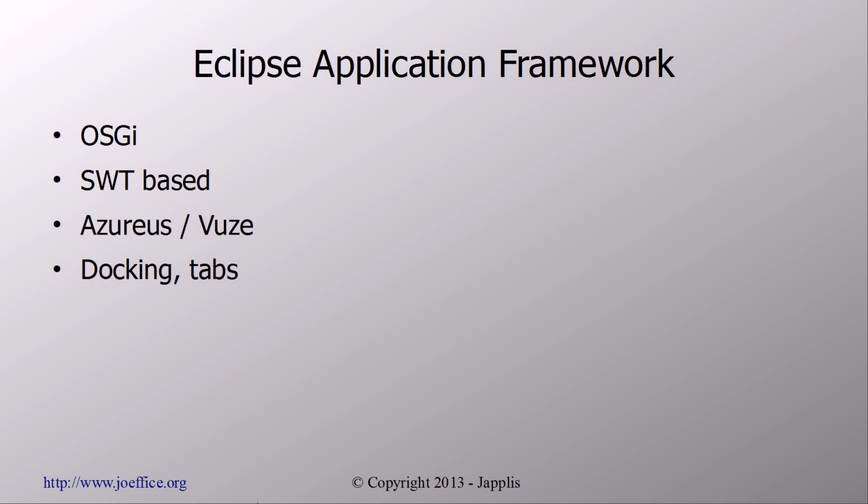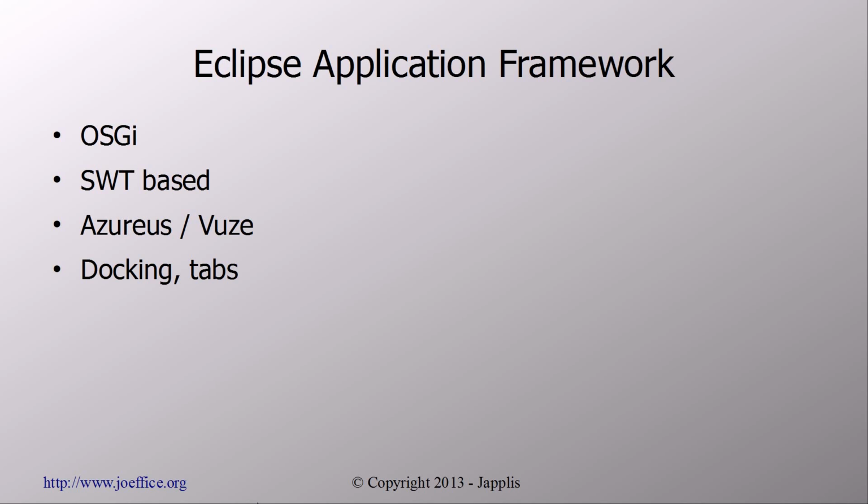Then you have the Eclipse application framework. This one is based on modules, based on OSGi. It's not Swing based, unlike the other frameworks. It's based on SWT, which is an IBM library. A well-known application using it is Azureus, which is now Vuze, which is peer-to-peer software. And it has, for example, nice things such as dockings and tabs for different windows.